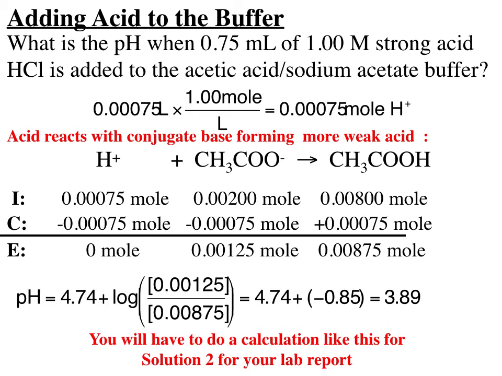And while it's doing that, it'll form more weak acid. So I run the reaction until all 0.00075 moles of H plus are depleted. There's no moles of H plus left. There is now a decrease in the conjugate base because it reacted 1-to-1 with the H plus. Now there's only 0.00125 moles of conjugate base present instead of the 0.002 moles.